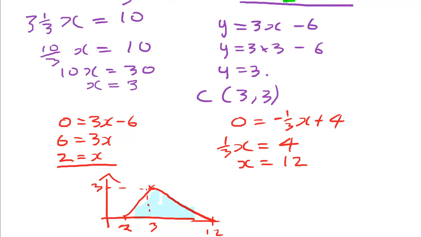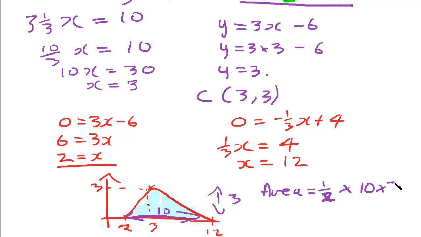Okay, let's do that using half base times height. So the base length here is going to be 2 away from 12, which is 10, and we can see the height of our triangle is 3. So the area equals a half times 10 times 3, which is 15 units squared. Half times 10 is 5, times 3 gives us 15 units squared.